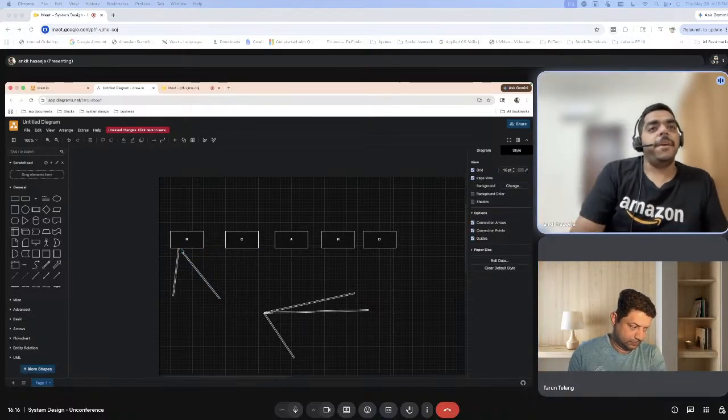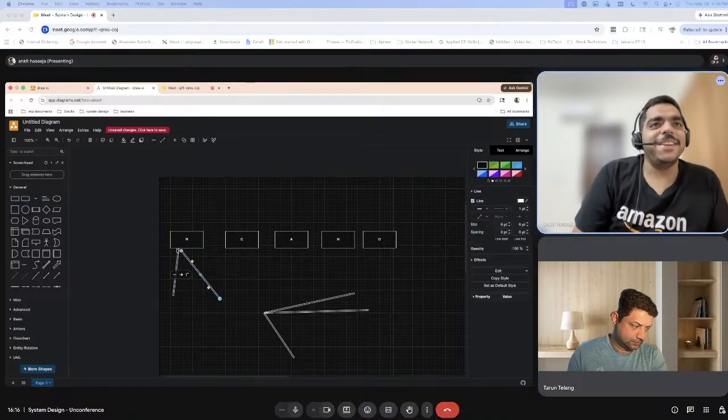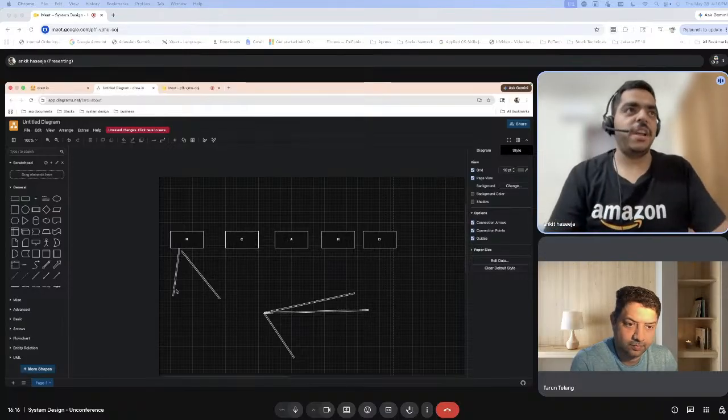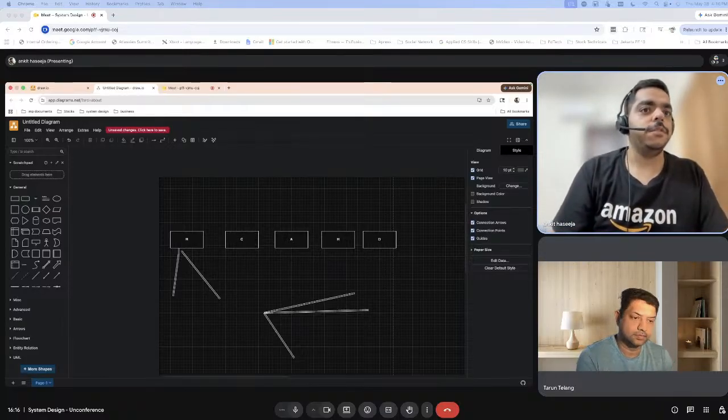So here, let me make the diagram clear. Requirements can be of two types, which are functional and non-functional.